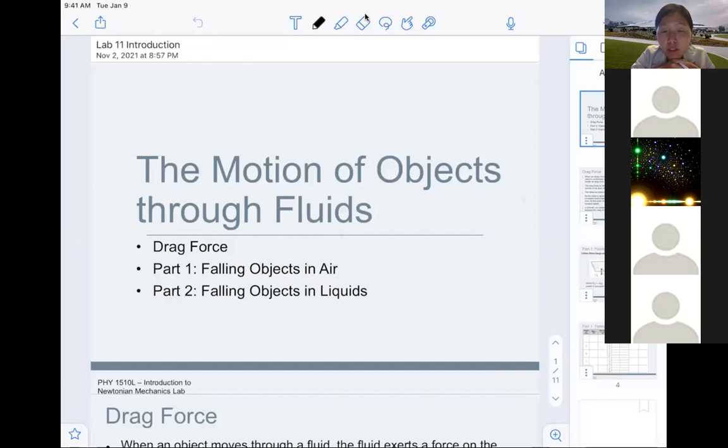So we know that when you drop something in a fluid, it's going to feel a drag force. In physics, we consider both air and liquids to be fluids. When we do fluid dynamics toward the end of the semester, we mean either air or liquid. As long as they're not solid, they are fluids. So for this lab, we are going to evaluate and measure the drag force when you drop something either in air, which is part 1, or in a liquid, which is part 2.